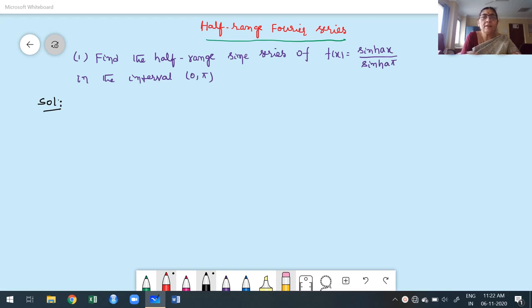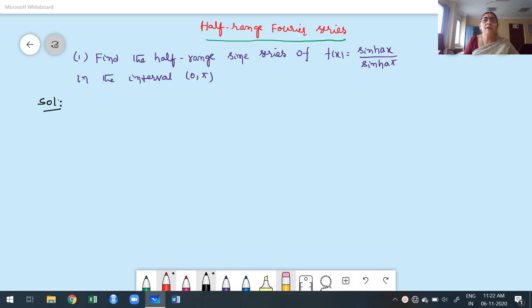Now, in this class, we are discussing a few more problems based on half-range Fourier series. Half-range Fourier series means, as you know, either a sine or a cosine series. Today I'm going to discuss a few more problems based on your VTU model paper and also last year's question paper. Find the half-range Fourier sine series. One of the problems is already written on the board.